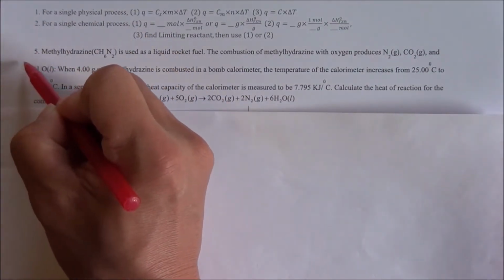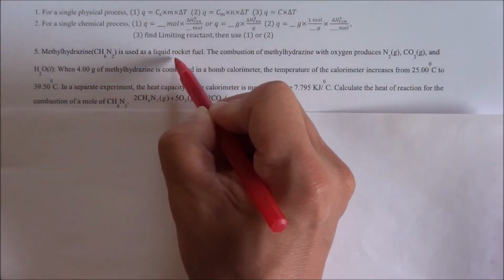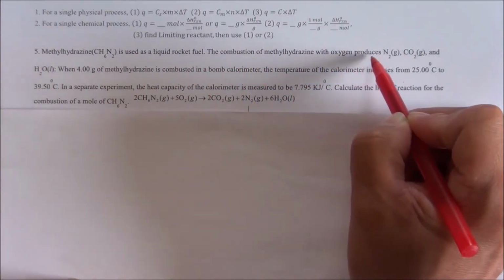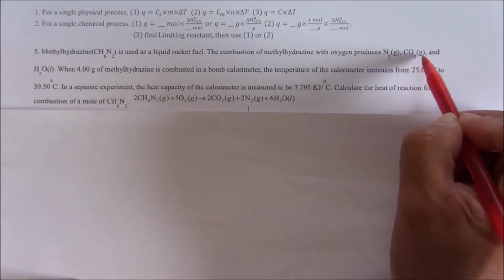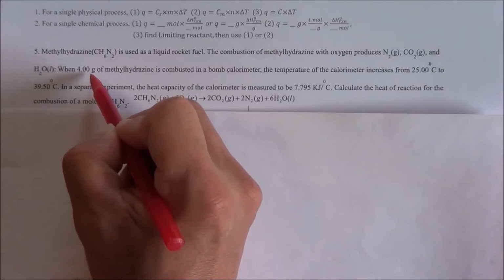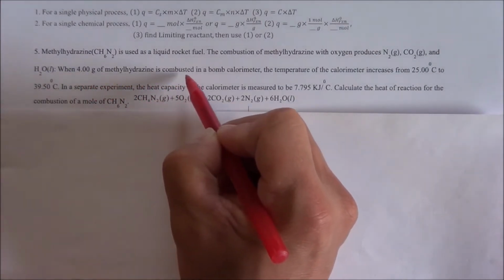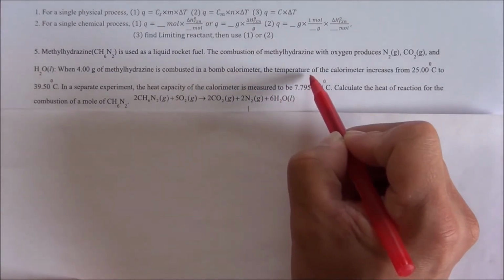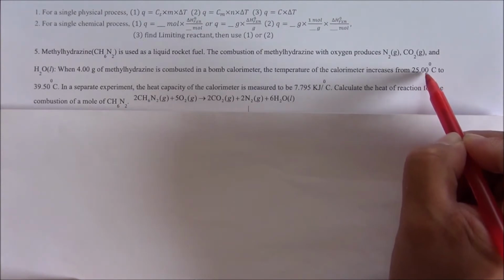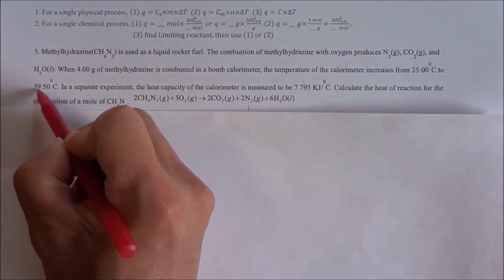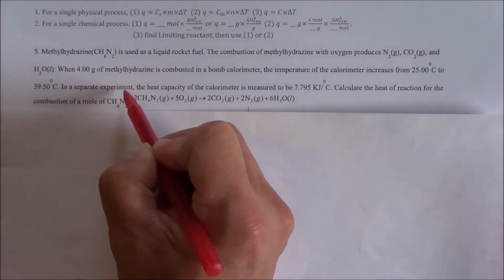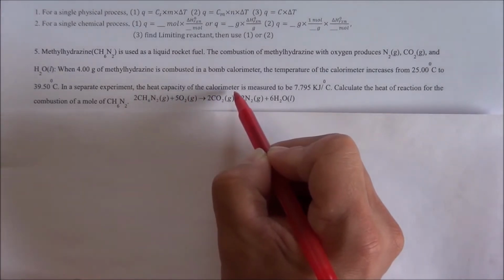Example 5. Methyl hydrazine is used as a liquid rocket fuel. The combustion of methyl hydrazine with oxygen produces nitrogen gas, carbon dioxide gas, and water liquid. When 4.00 gram of methyl hydrazine is combusted in a bomb calorimeter, the temperature of the calorimeter increases from 25.00 degrees Celsius to 39.50 degrees Celsius.